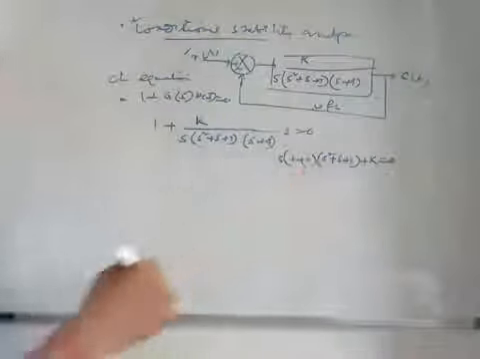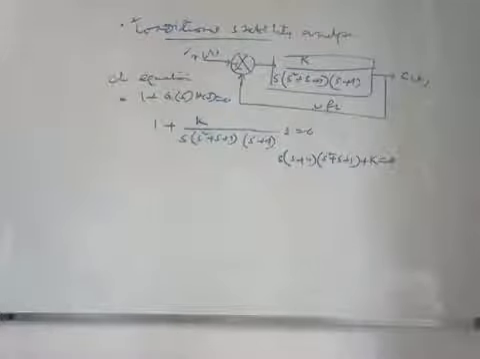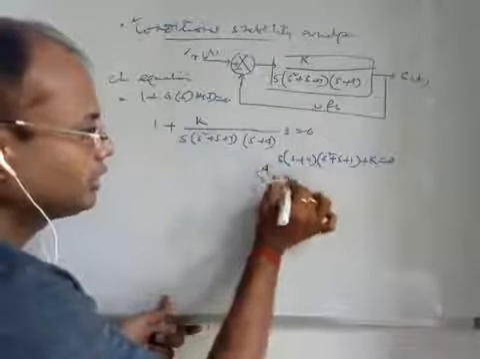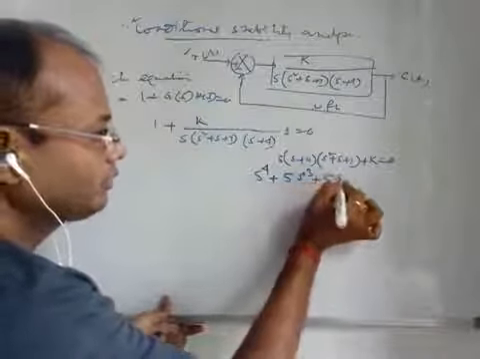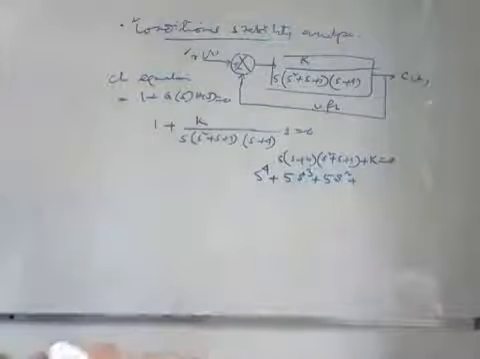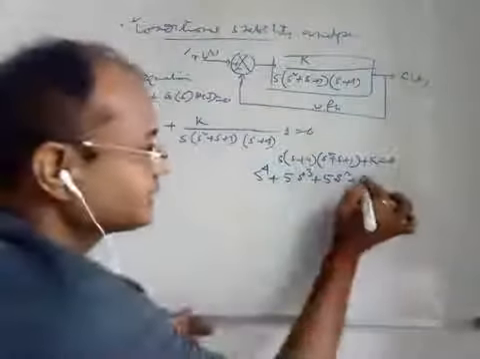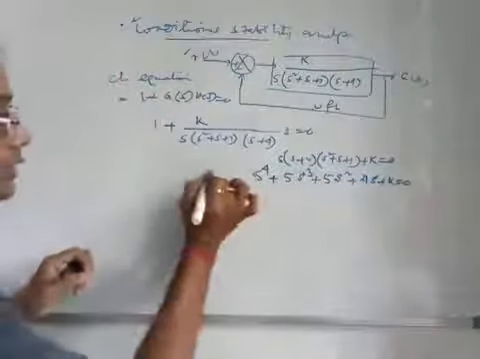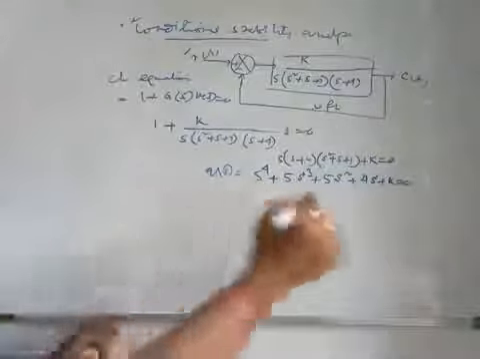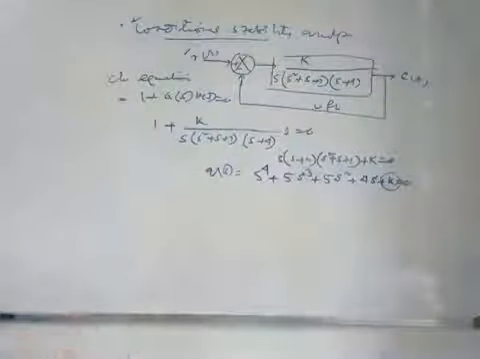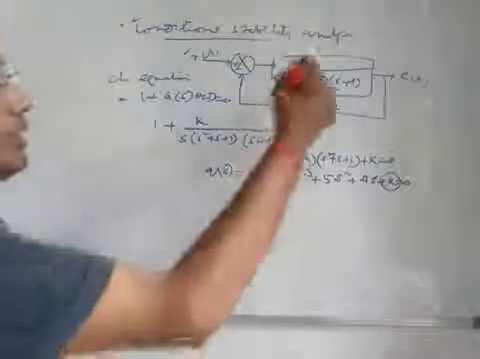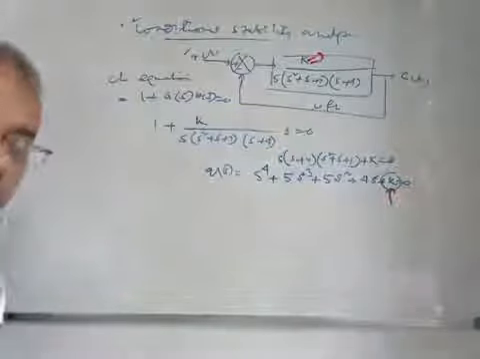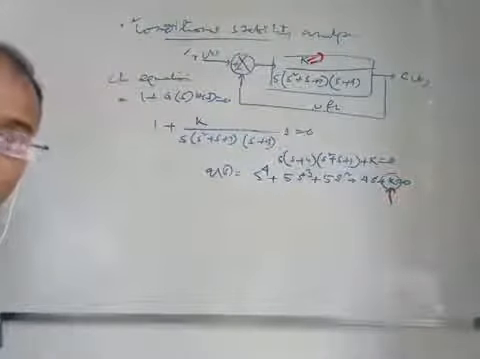If you solve it, this will be a fourth order polynomial. You get s to the power 4 plus 5s cube plus 5s squared plus 4s plus K equal to 0. Now see, there is a parameter K. What is this? This is the system gain which is given in the system. K is not known to you.